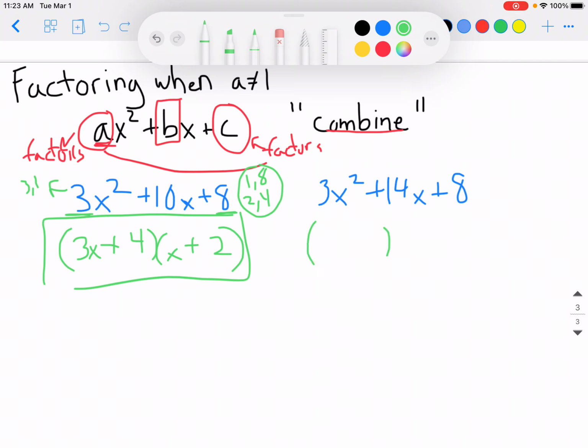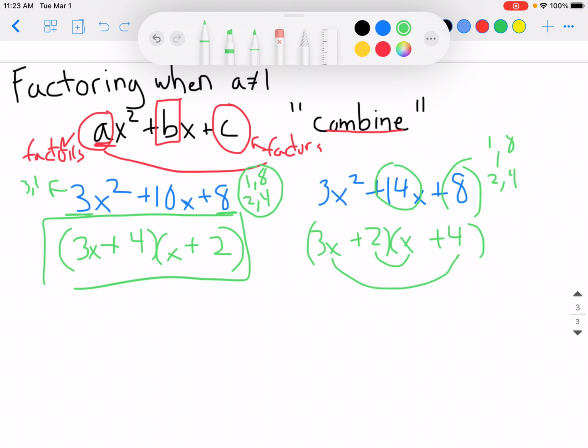Now, over here, similar trinomial, same pieces, 3x and x for the left-hand side. But then for 8, I have, again, 1 and 8, and I have 2 and 4. Now, the reason why I wanted to put these side by side is to show you that the order in which you put them really matters. Because here, if I go with plus 4 and plus 2, now I have 2x, 12x, that gives me the 14x. So this is the answer to that trinomial, whereas this one is the answer to that trinomial.